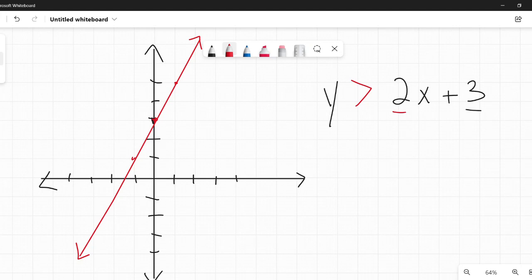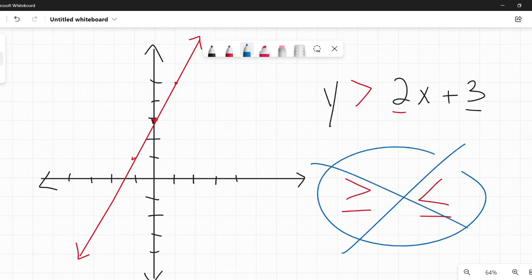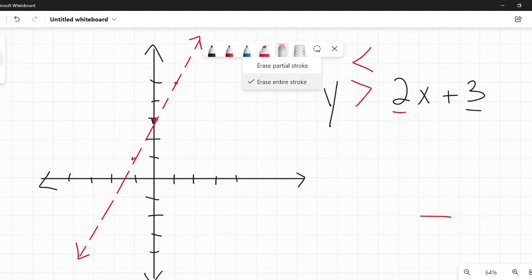So anytime it is a greater than or less than, not greater than or equal to, less than or equal to, we are only talking about greater than or less than. When you have those, you need to make your line dashed. You need to have it as dashes. That's very important. I guarantee you it will be marked wrong if you don't do that.